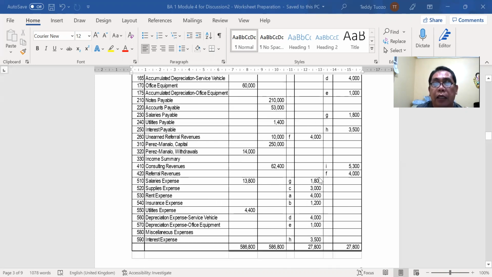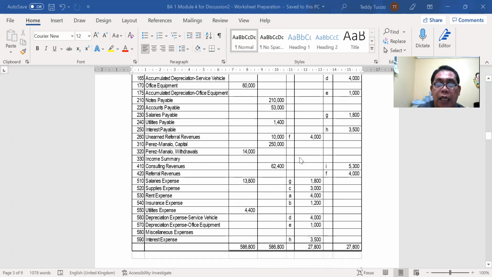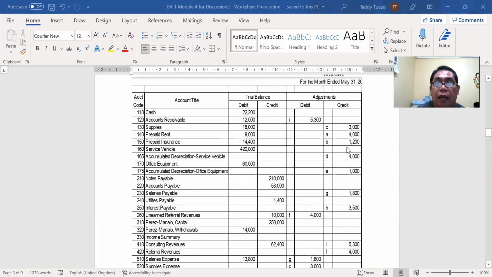A 4,000 and A also on the credit column is the prepaid rent. Remember that the adjusting entry for the prepaid rent was debit to rent expense and credit to prepaid rent. Okay, then B aton sa insurance, so debit to insurance expense and credit to prepaid insurance. So dyan na sub B, no? 1,200 debit and the credit is the prepaid insurance account.